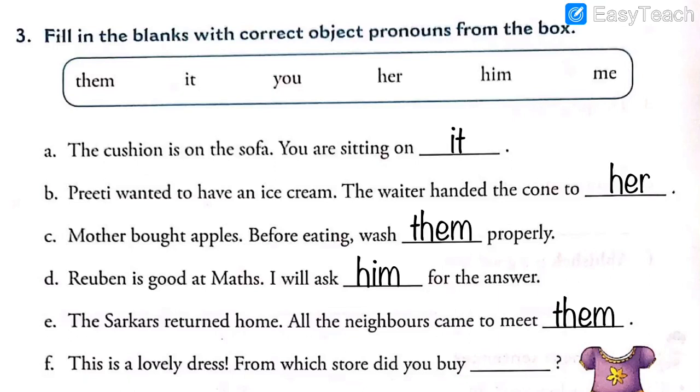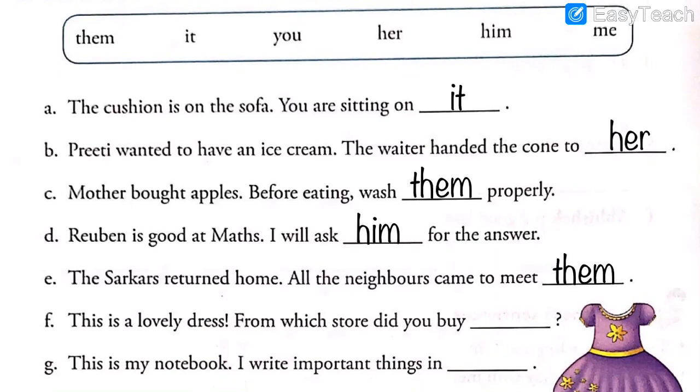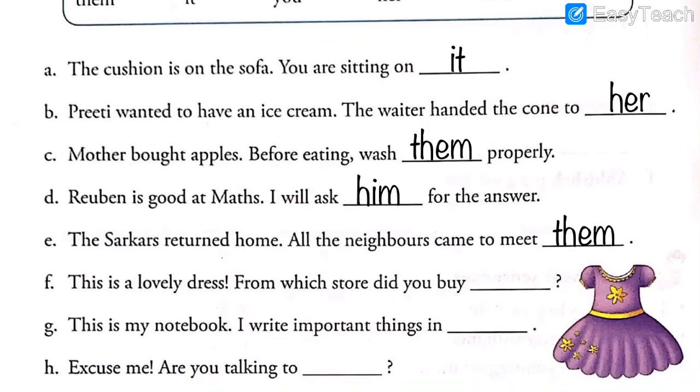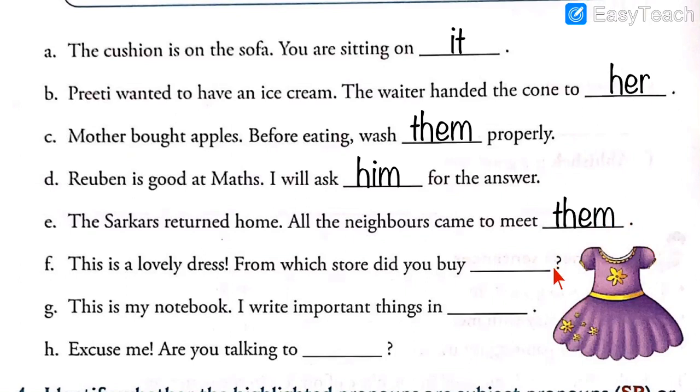Next. This is a lovely dress. From which store did you buy dash? So when you are talking about a dress, you know it is a non-living thing, right? Here is the dress and it is a non-living thing. So it is about one dress. We write it. From where did you buy it? As I told you, it is non-living thing and it is about one single dress.